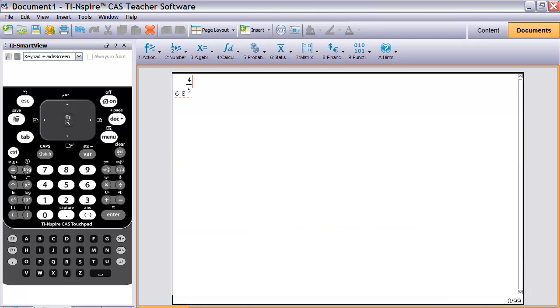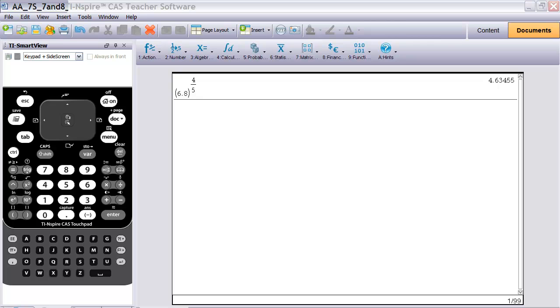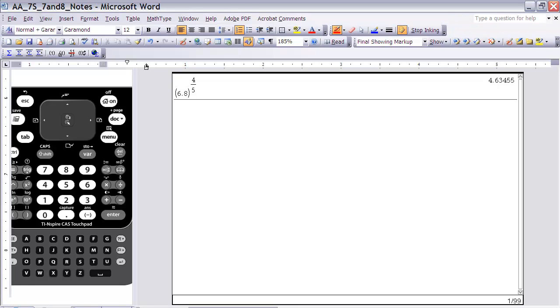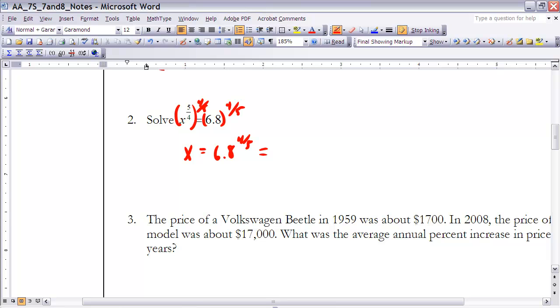So on my calculator, I'm going to enter 6.8 raised to the 4/5 power, hit enter, and it will give me my answer, which is about 4.63 if I round it to the nearest hundredths. So I'm going to put in that value, 4.63, and I should change this to approximately 4.63. And that would be my answer. Approximately 4.63.